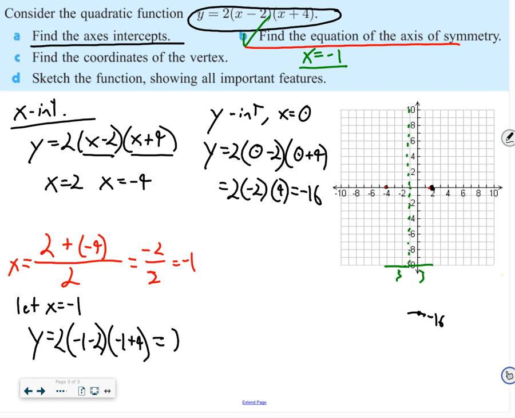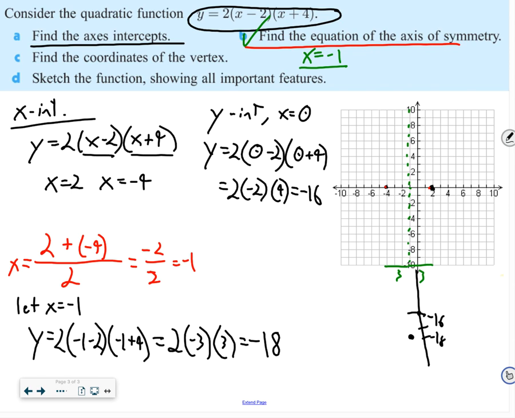Okay. So I get 2 times negative 3, negative 1 plus 4 is going to be 3. Okay. And I'm going to get negative 18. Okay, so then if down here I made this negative 6, 2 more, just extending this axis at negative 18 and negative 1, I'm going to have my vertex there.